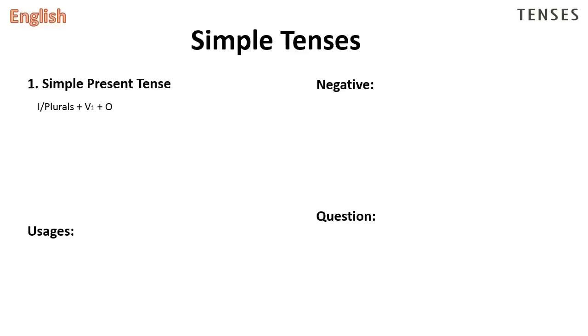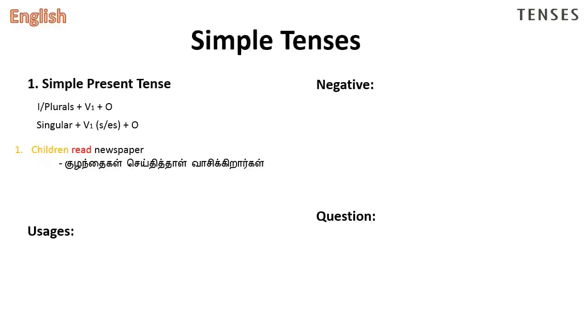Okay, for example, children is singular or plural? Yeah, children is plural. So children read, verb first form, newspaper. See, the read is verb first form. குழந்தைகள் செய்தித்தாள் வாசிக்கிறார்கள். Tamil also very important. To learn tense better, you should know both the English and Tamil translation of it. Okay, so we will get it. So the children is plural, so we have used verb first form. Children read newspaper. குழந்தைகள் செய்தித்தாள் வாசிக்கிறார்கள்.